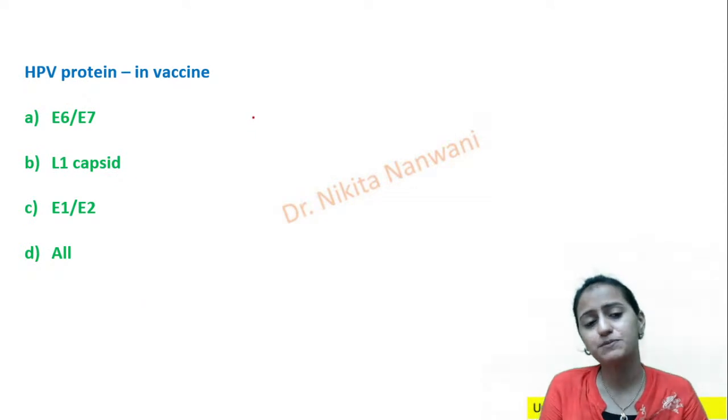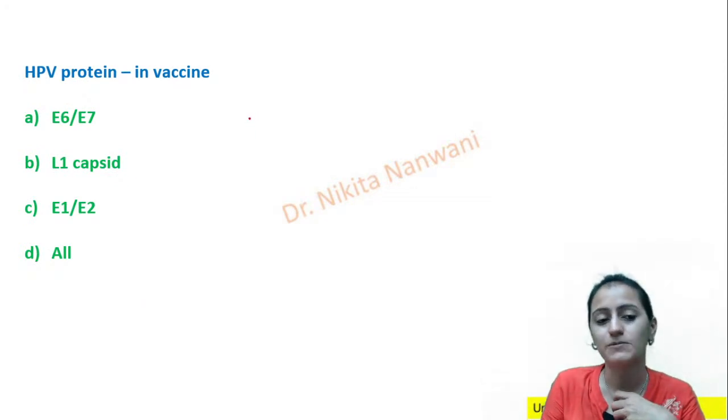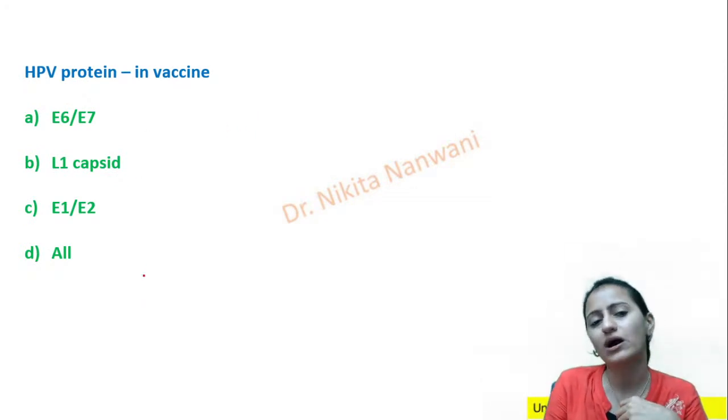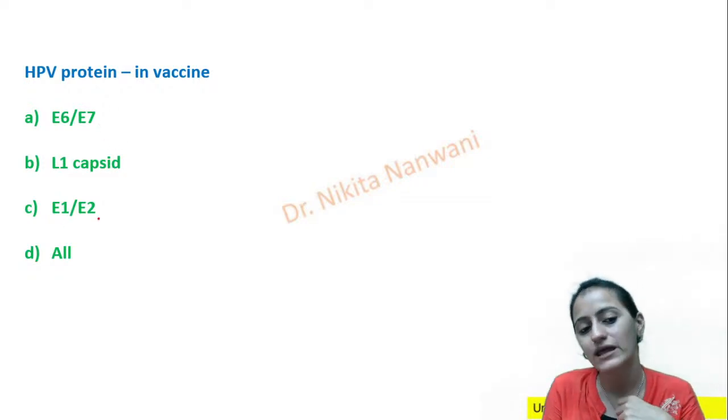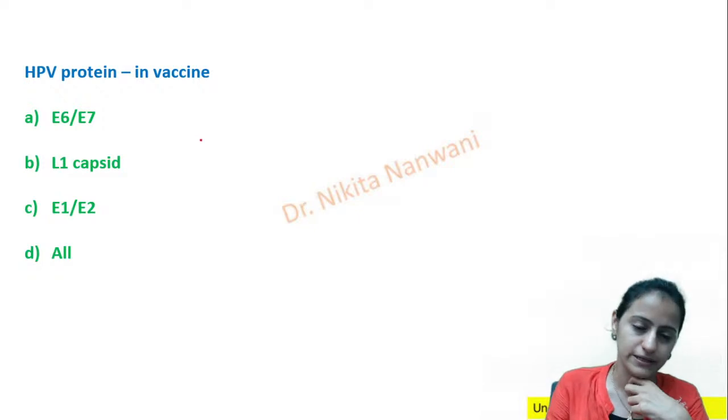Next one, HPV protein in vaccine. Jo aapka HPV vaccine hai, usme kaun sa protein hota hai? E6, E7, L1 capsid, or E1, E2, or all of the following?